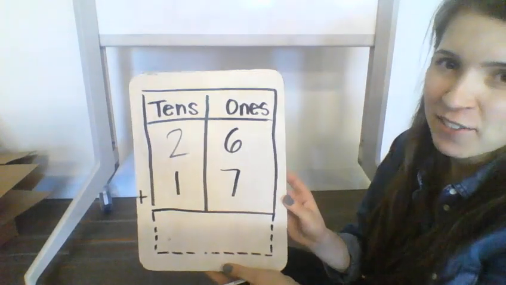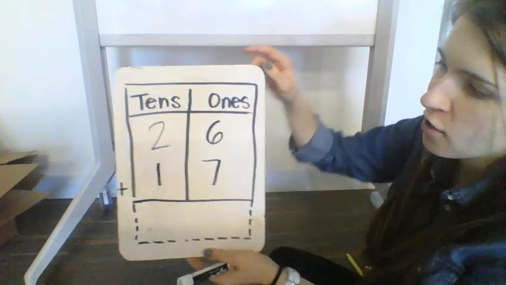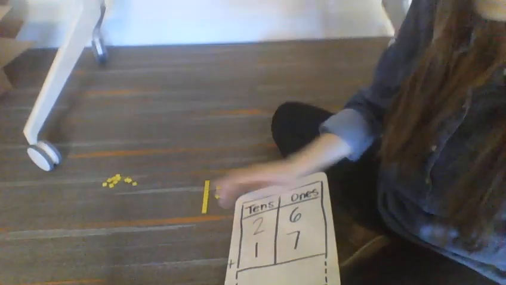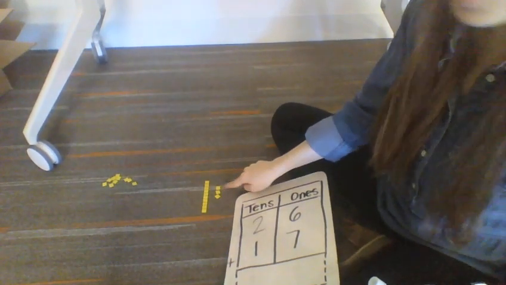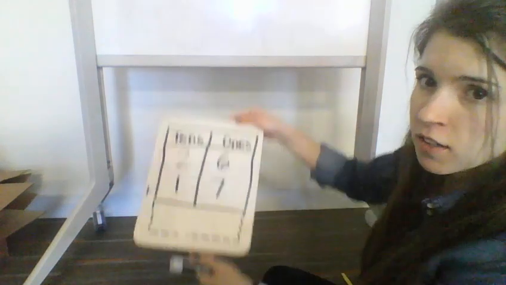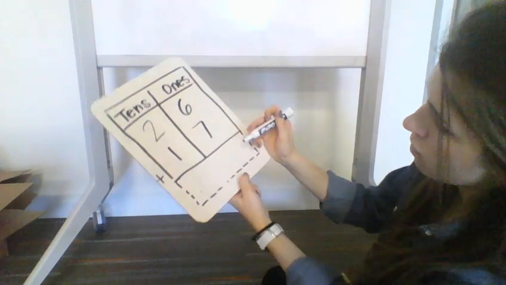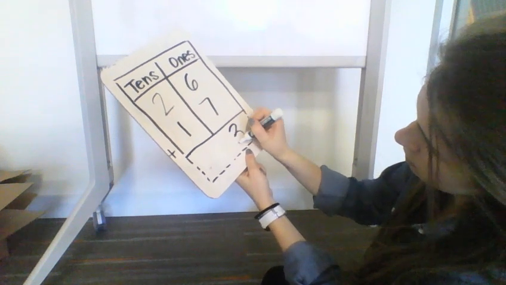So going back to our chart, we have tens and ones. So 6 plus 7 is 13. So back at our picture, how many ones do we have now? We have 1, 2, 3. So I'm going to put that 3 underneath the ones column. So 6 plus 7 is 13. So put the 3 down here.